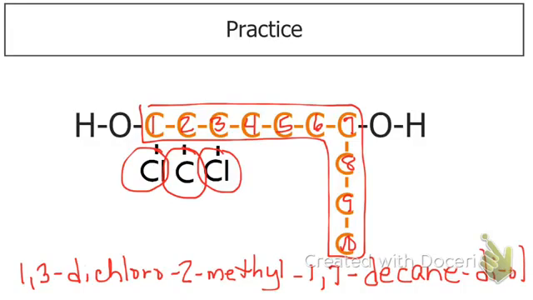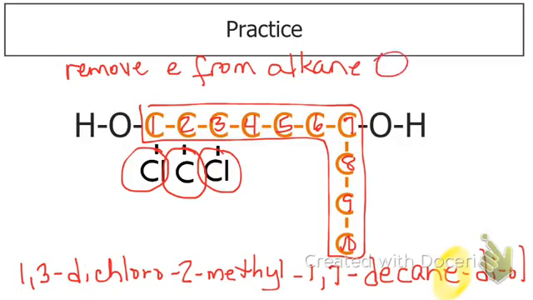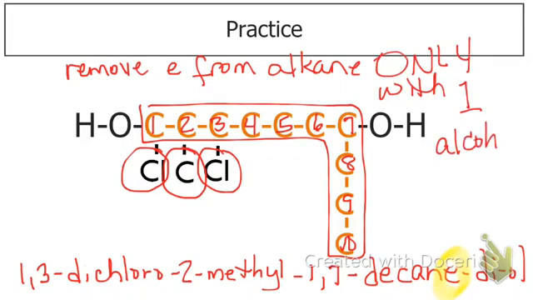So this is 1,3-dichloro, 2-methyl, 1,7-decane diol. Again, why did I leave that E on there? Because that E is only taken off if there's a single alcohol. So we're going to put down: remove E from alkane only with one alcohol. Maybe you'll remember it better that way.